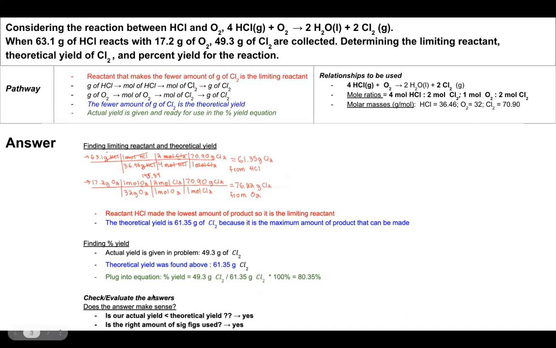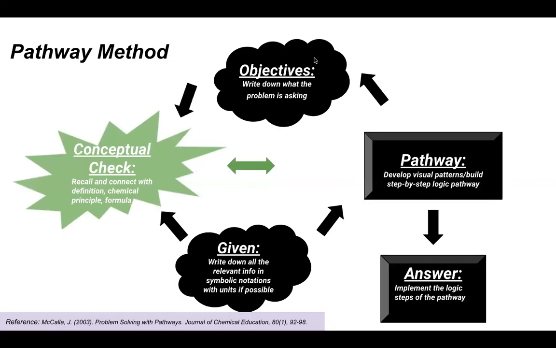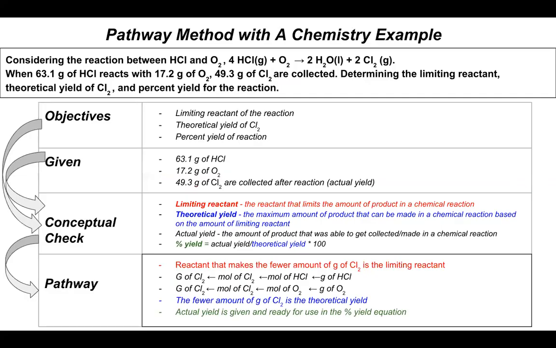And so our last step is: does our answer make sense? Is our actual yield less than theoretical? And yes, it is. And we were able to use the right amount of significant figures. So I hope that helped with how to use the pathway and how these three variables in chemistry were able to come together through objective, given, and conceptual check.